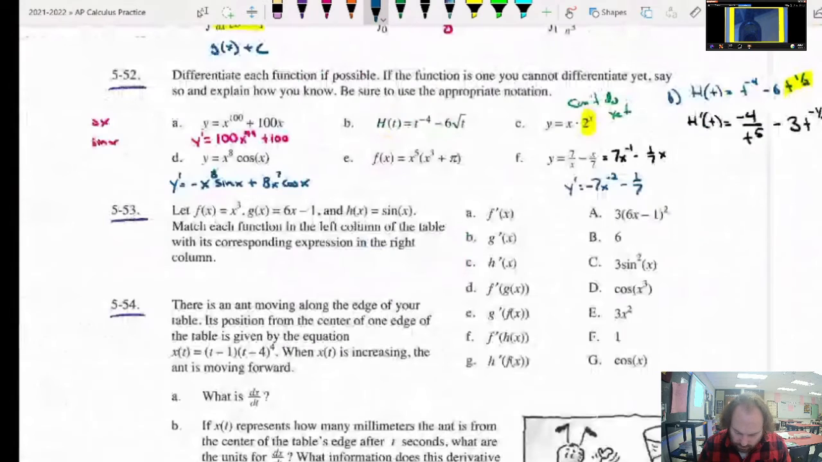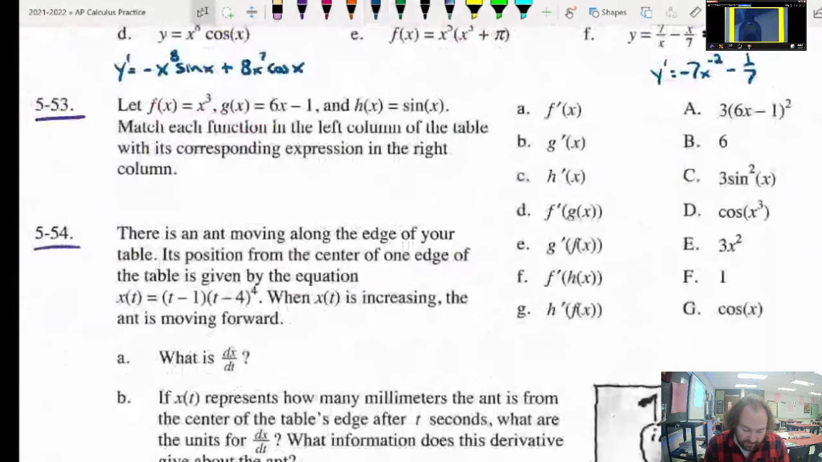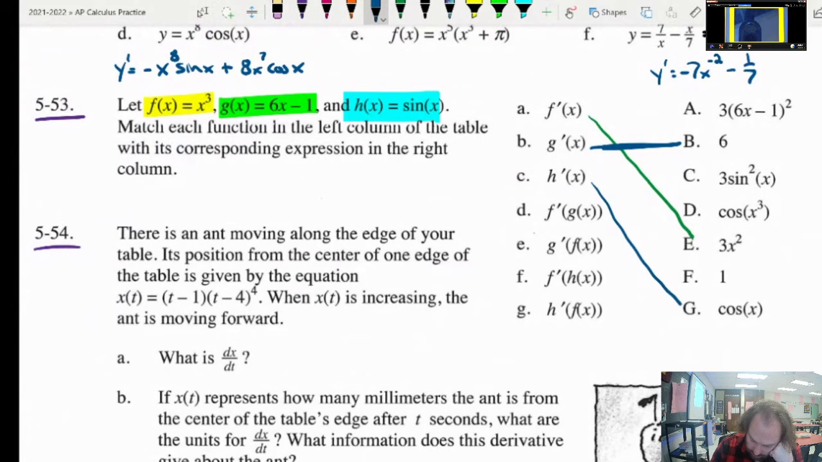We got 553. We saw a problem like this in the last homework section. We're going to match up a bunch of f of x's, g of x's, and h of x's to their derivative. First of all, the first three are pretty easy to do without much work. F of x is x to the third. F prime of x is 3x squared. So we know these two go together, a and e. G of x is 6x minus 1. The derivative of that is just 6, so right across the line right there. And h of x is sine of x, and the derivative of that is cosine, so h prime and g go together, c and g.